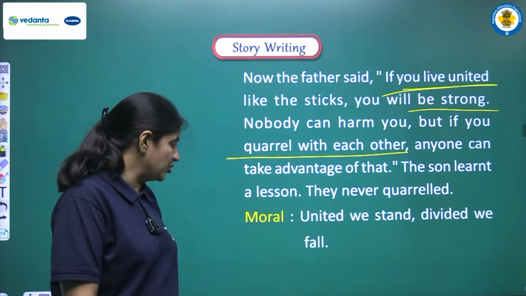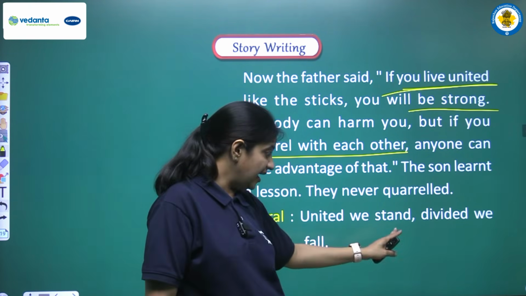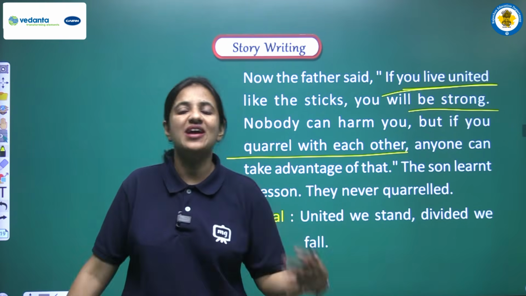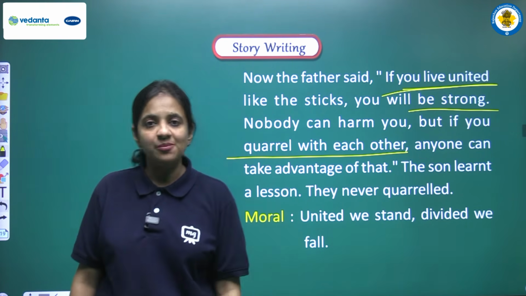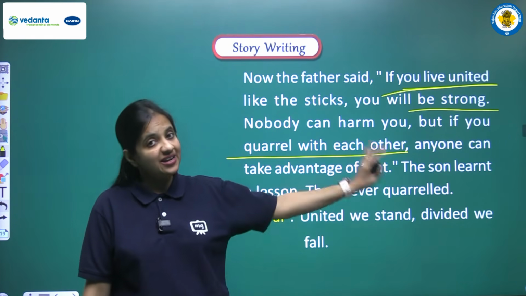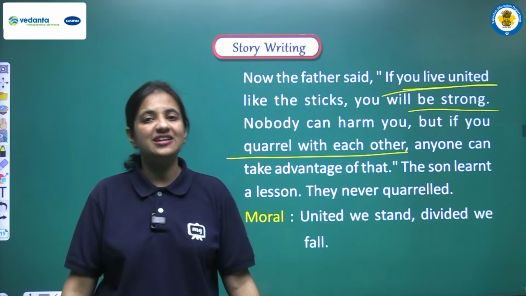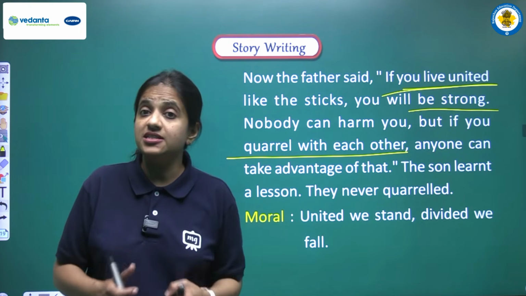Okay, so this is the story, and we can write a moral: united we stand, divided we fall. So finally the four sons of the farmer realized that yes, united we stand and divided we fall. Okay, so in this manner we can write our story. It's a very easy topic.